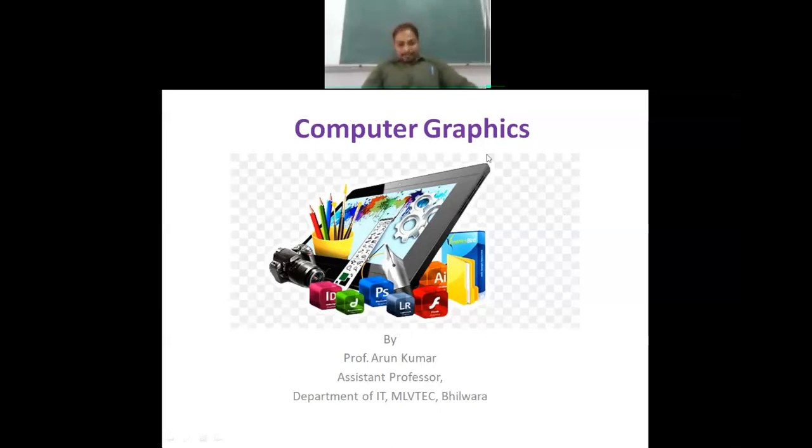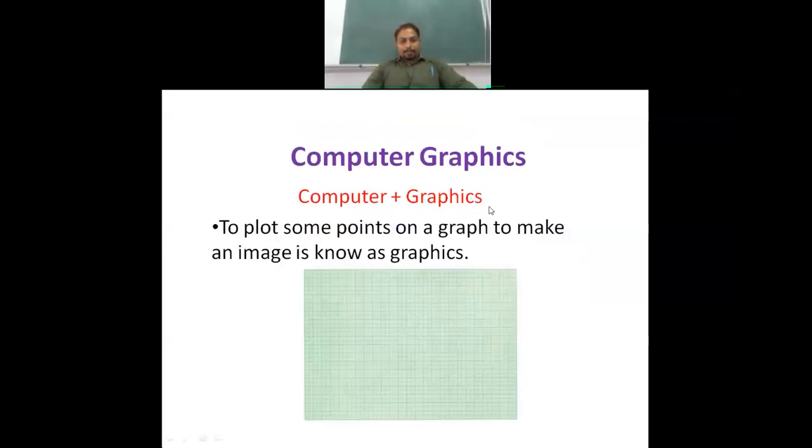What is the meaning of graphics? As you can see, computer plus graphics. Graphics means to plot some points on a graph, as on graph paper. I'm sure you have worked on graph paper in your schooling. So the meaning of graphics is to plot some points on a graph to make an image. If we plot some points on this graph to make an image, we call it graphics.